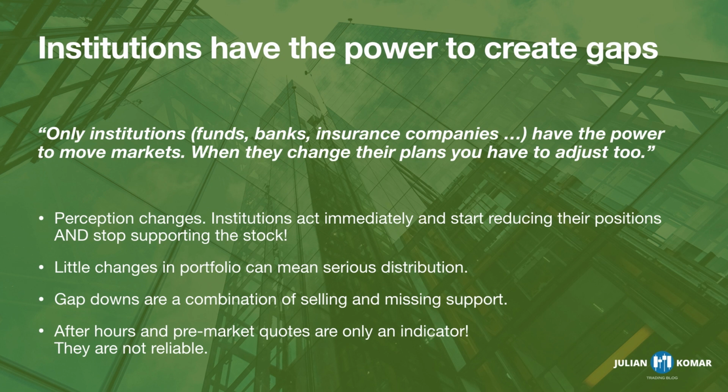When institutions say, okay, we want to distribute 0.5% of our portfolio in one stock to the market, and we stop every supporting of the stock, that means buying only little shares around support levels, etc., then the stock really goes down. So always have that in mind when you look at gap downs. They are always a combination of selling and missing support. It's not selling alone. It's also the missing support that creates those big gap downs.